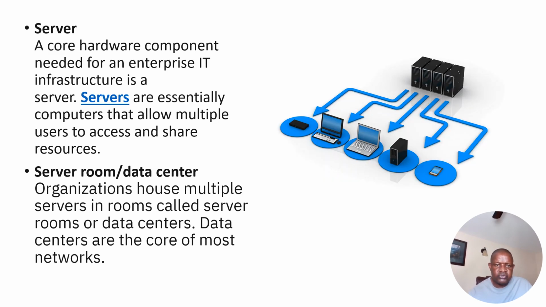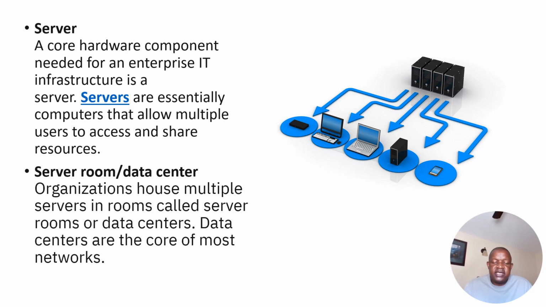Then we also need to talk a little bit about servers. A core hardware component needed for an enterprise IT infrastructure is a server. Servers are essentially computers that allow multiple users to access and share resources. There is a server room and data center. Organizations house multiple servers in rooms called server rooms or data centers. Data centers are the core of most networks.